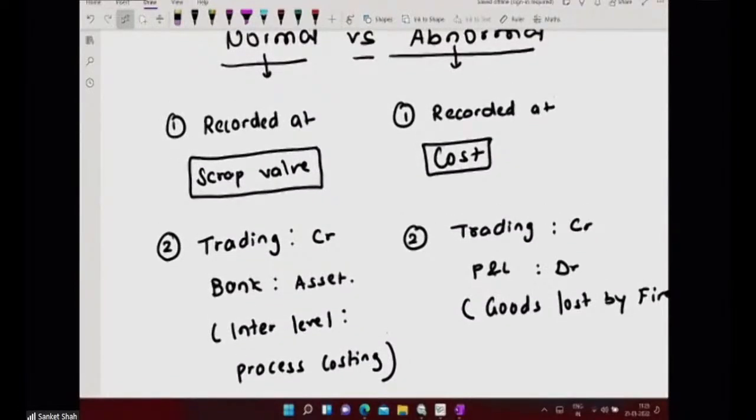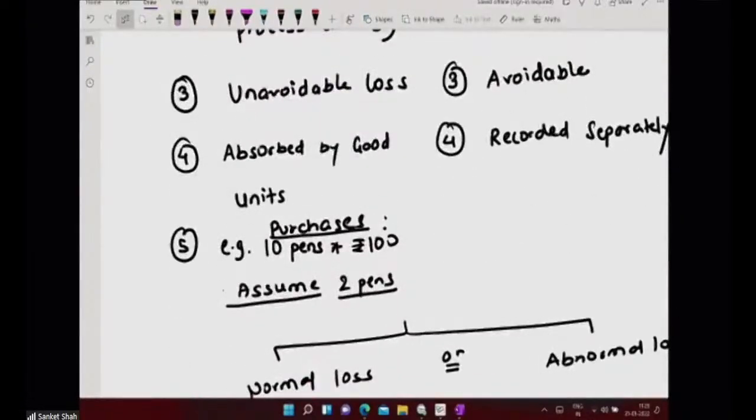Normal loss is always recorded at scrap value. Here our scrap value is 0 in our example, so we have recorded it at 0, but abnormal loss is recorded at cost, which we have recorded at 100 rupees. It's difficult whenever I'm telling you new concepts. In simple language, if I tell you it is unavoidable, it is very easy to understand. But what the implication is, is important, and 90% of faculties of 11-12 standard are not going to tell you about this normal versus abnormal loss.